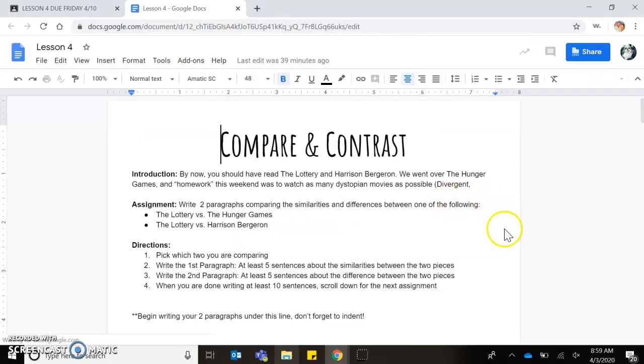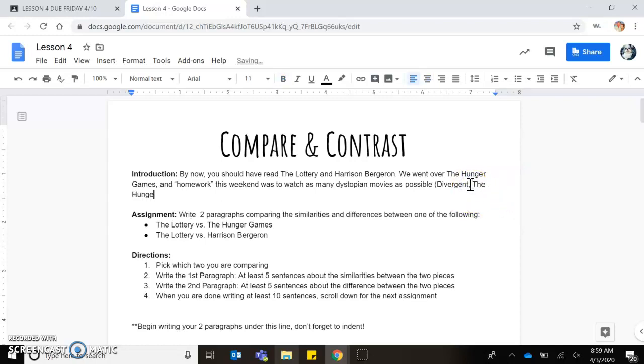So basically what you are going to do, I break it down pretty heavily in text, but I just want to do it again for you. First thing you're going to do is compare and contrast. By now you should have read The Lottery and Harrison Bergeron. We went over the Hunger Games, and homework this weekend was to watch as many dystopian movies as possible. Divergent, The Handmaid's Tale, literally anything.